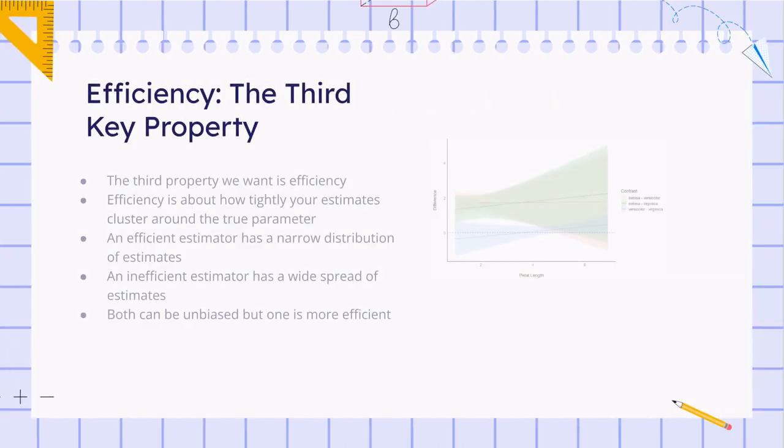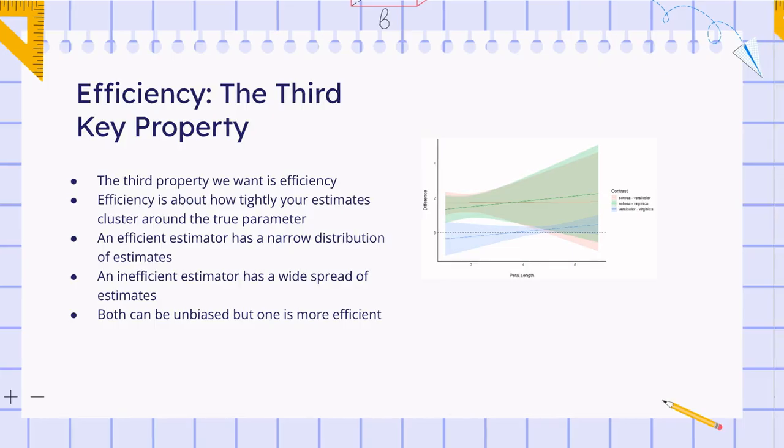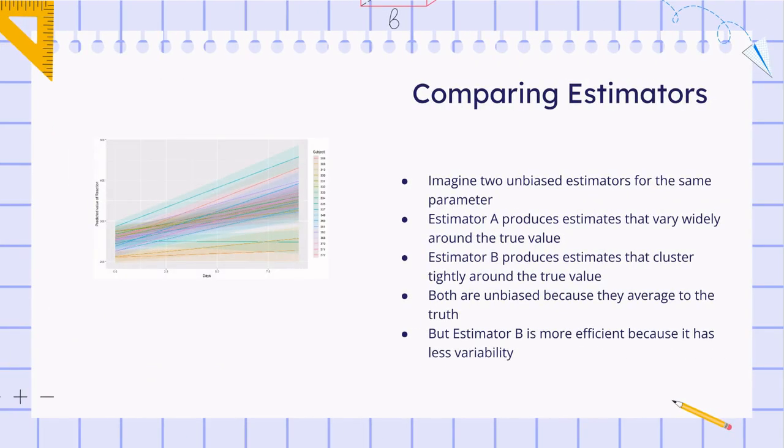The third key property is efficiency, which is about how tightly your estimates cluster around the true parameter. An efficient estimator has a narrow distribution of estimates, meaning low variability, and is often preferred. Consider two unbiased estimators, A and B, for the same parameter. Estimator A's results vary widely, while estimator B's cluster tightly. Both average to the truth, but estimator B is more efficient because it has less variability.